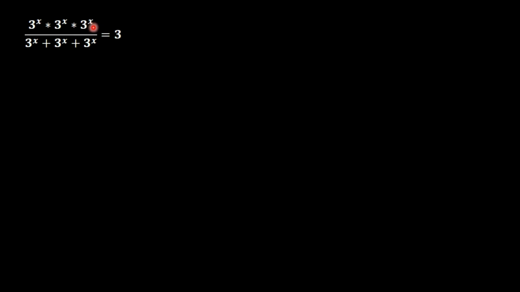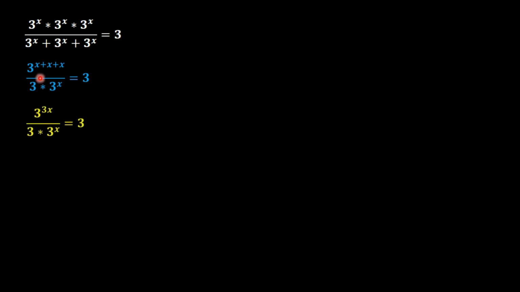In order to solve this question, we can write this expression as 3 to the power x plus x plus x, because from the basic rule of algebra, if the bases are in multiplication and have the same value, then their powers can add together. So here we apply the same rule. As a result, we get 3 to the power x plus x plus x, and the denominator can be written as 3 times 3^x, because 1, 2, 3 equals 3 times 3^x, and the 3 on the right side remains the same.